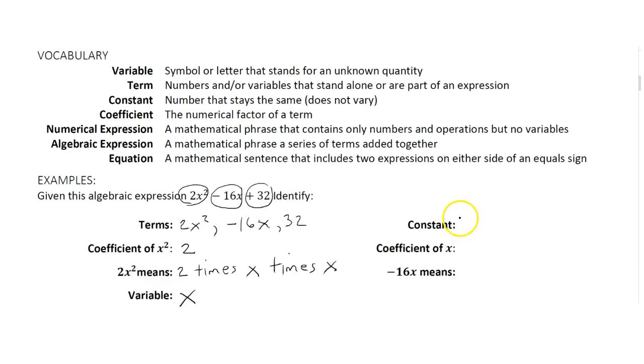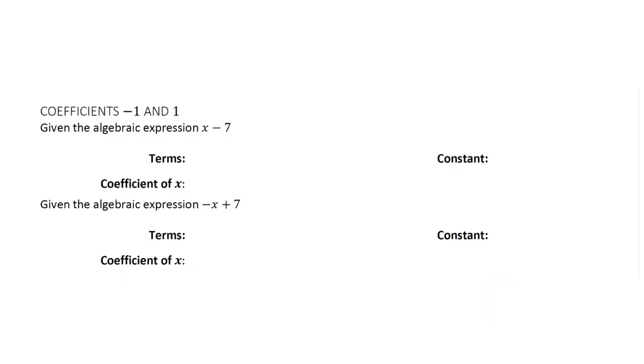The constant is the number that has no variable, or 32. The coefficient of x is negative 16. Negative 16x means negative 16 times x. Before we move on, let's look at some special cases.